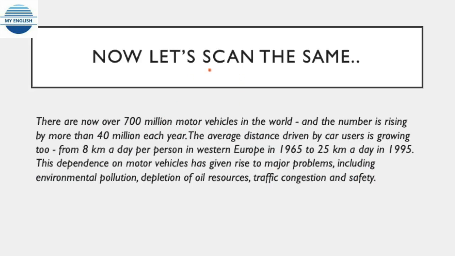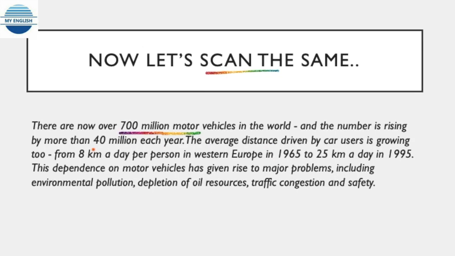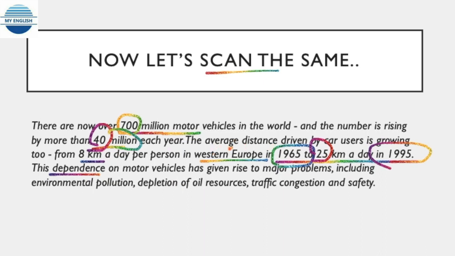Now let's scan the text. So when you're scanning, you're looking for numbers and names. So 700 million motor vehicles, increasing by 40 million each year. Then 8 kilometer a day, Western Europe 1965 to 25 kilometer a day in 1995. So some kind of comparison happening. Dependence on motor vehicles. Okay, so what I'm doing is I'm finding the numbers, I'm circling them. Even million is a number, so 40 million. 1965 is a number. 25 kilometer, 1995. And then Europe is a place.